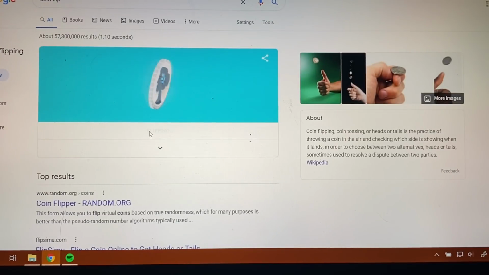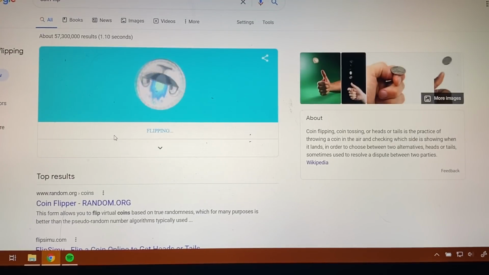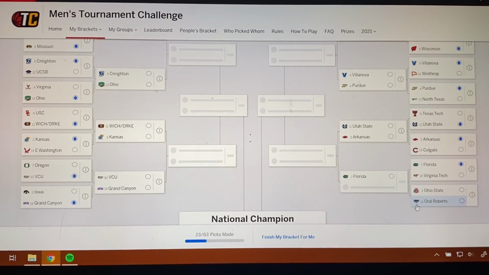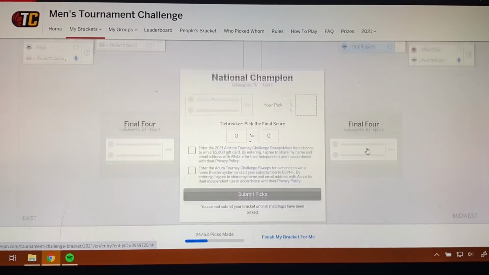Florida versus Virginia Tech here. Heads versus tails. Who do we have? We have Florida moving on as the 7 seed. All right, Ohio State, Oral Roberts. Ohio State fans are going to be furious if it's Oral Roberts. And it's Oral Roberts. We have 2 15 seeds moving on here. 15 seed Grand Canyon. I mean, heck, in this region, we have 16 seed Hartford and 15 seed Oral Roberts.